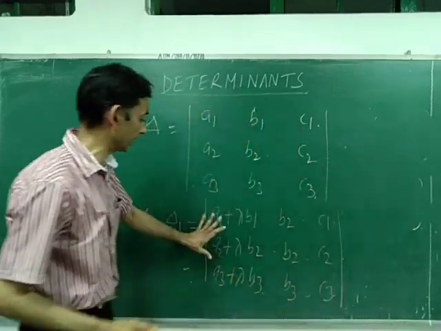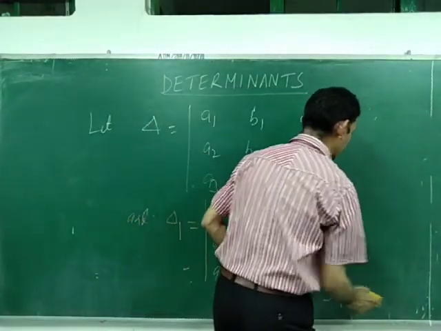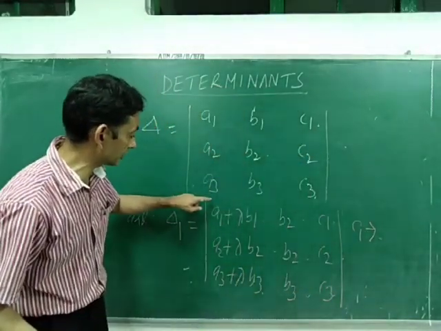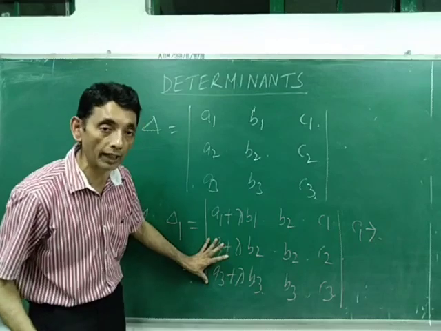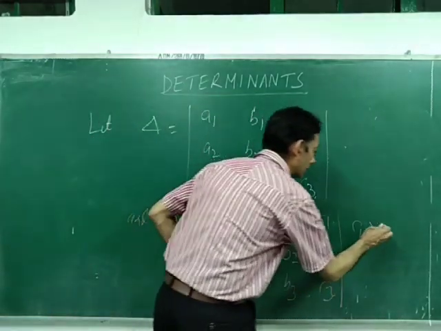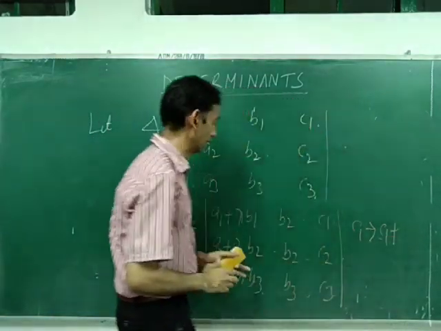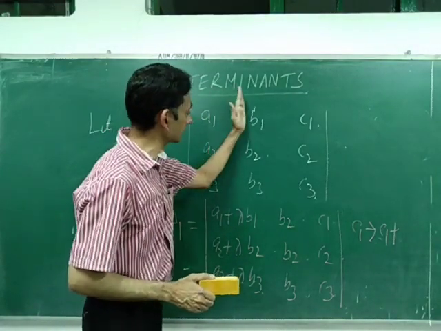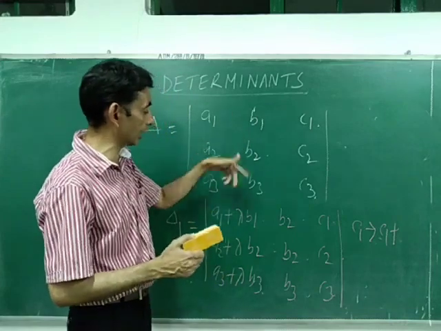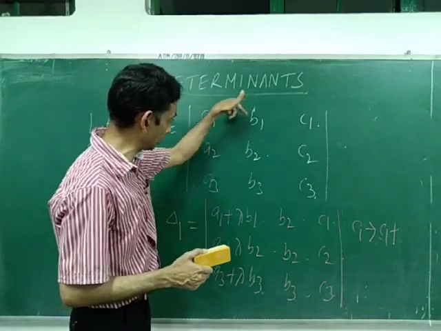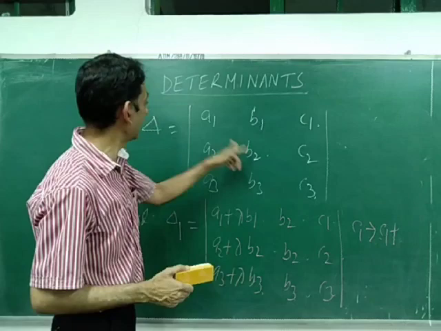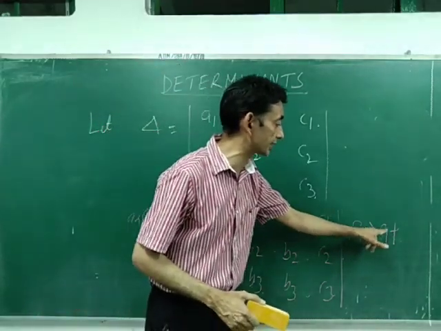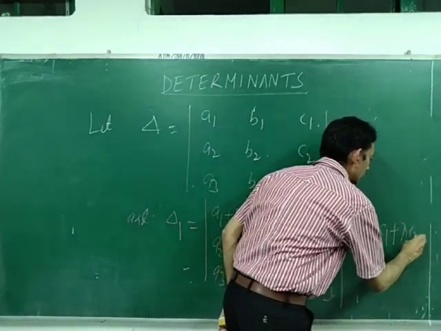So how do we get this? We are using one operation. Which column have we changed? We have changed column 1. We have taken the second column, multiplied it by a constant, lambda, and added it to column 1. So we can write this as C1 implies C1 plus lambda C2.